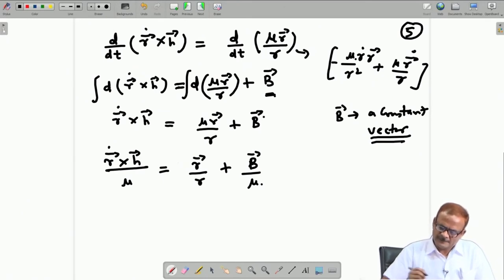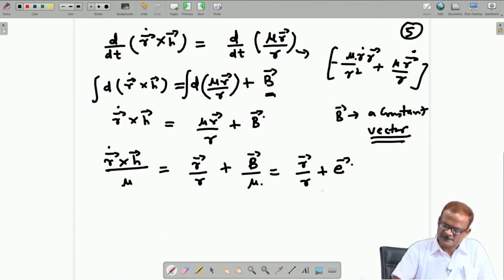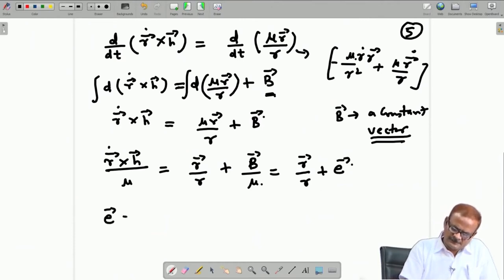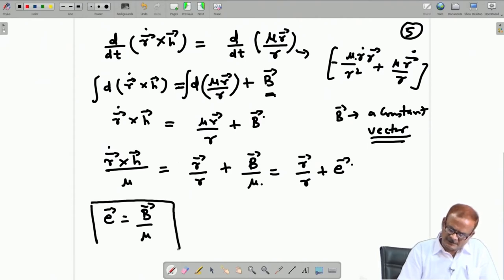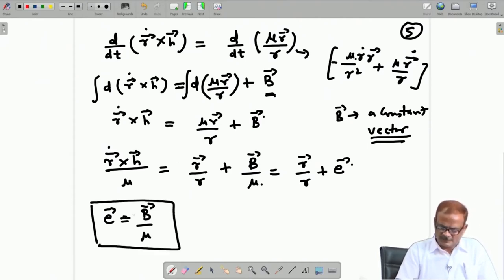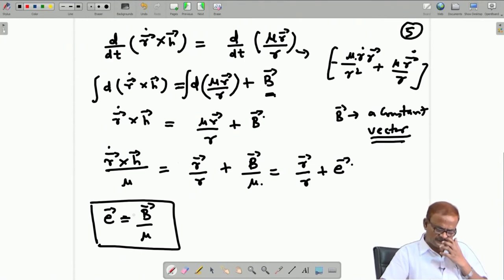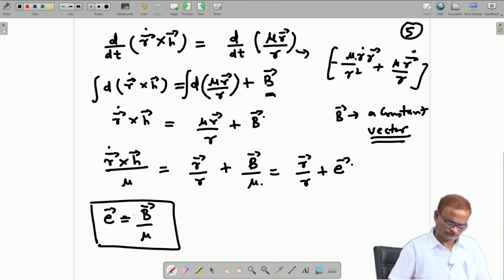Now, why we have written it, it will be shortly clear. You know that r by r will be a unit vector, but still we write it in this form, and this I will write as E. So, E cap, E overhead arrow, this equal to b bar by mu. And why I am writing like this, it will follow from the other steps I am going to carry out.